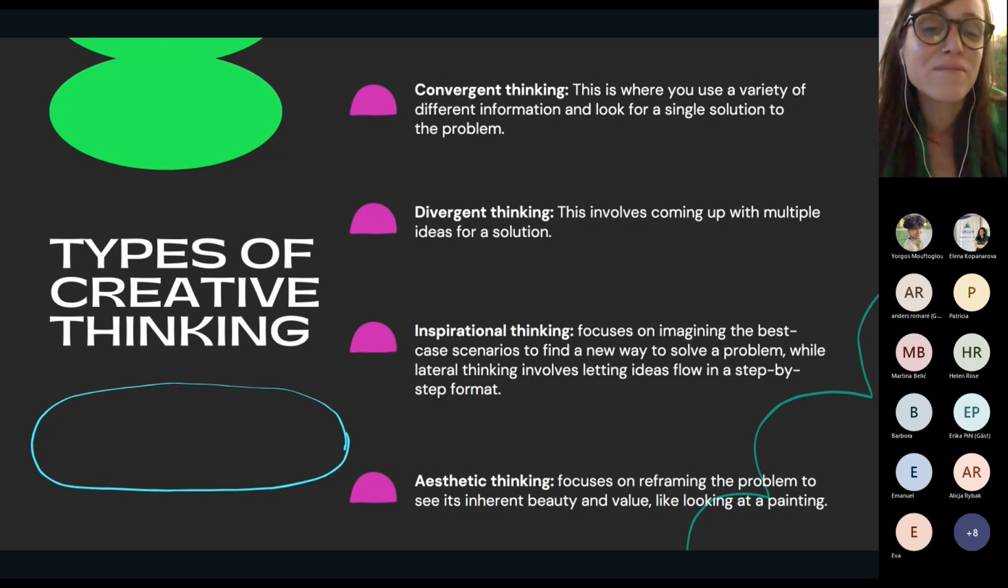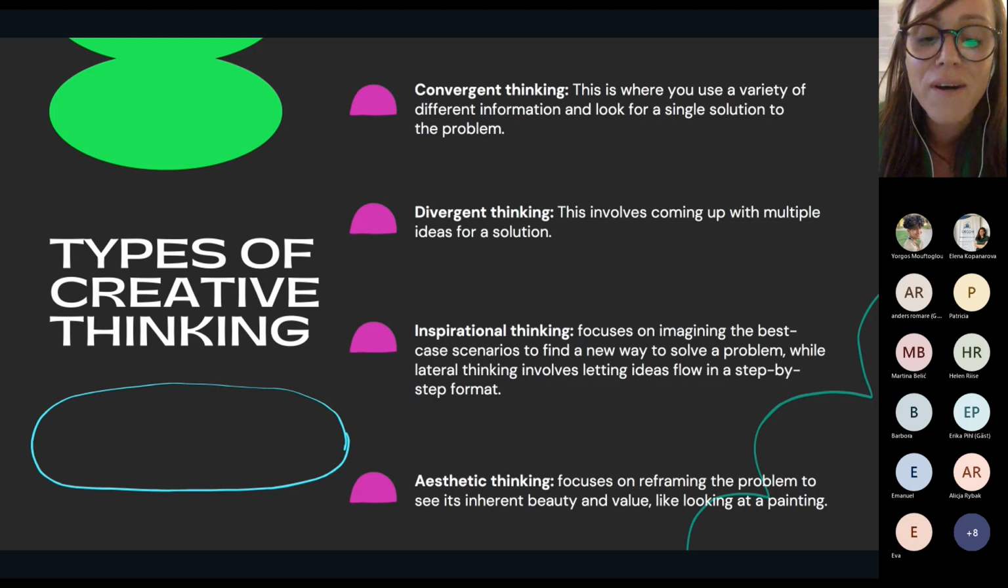Then, I put in this slide, I was thinking that it can be useful to give you some types of creative thinking. We are speaking about creative thinking, which is a super big thematic, but what kinds of thinking actually exist? For example, we have convergent thinking. Convergent thinking is where you use a variety of different information and look for a single solution to one problem. Then we have another type of thinking, divergent thinking.